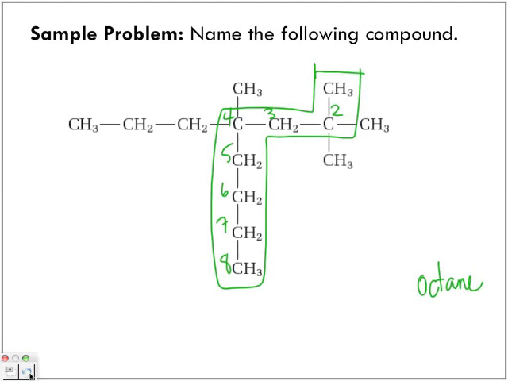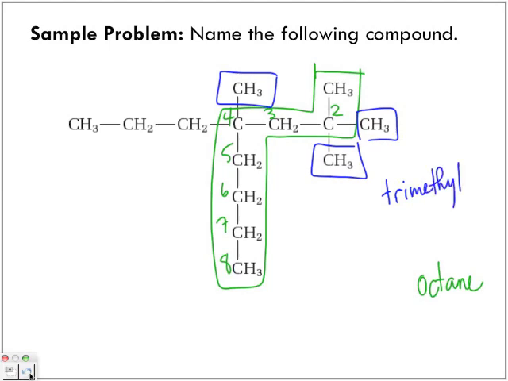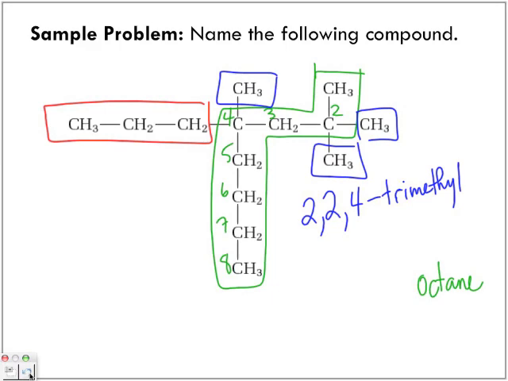All right. Next, we want to look at our first group. Here we've got a branch group. We've got 1 methyl there, another methyl there, and another methyl there. So we've got trimethyl groups, 3 methyl groups. Where are they located? 2 of them are located at 2, so we write down the number 2 carbon, the number 2 carbon, and the number 4 carbon, hyphen.